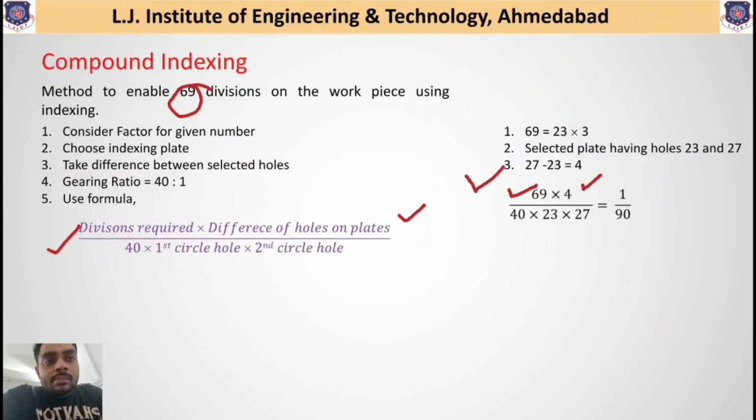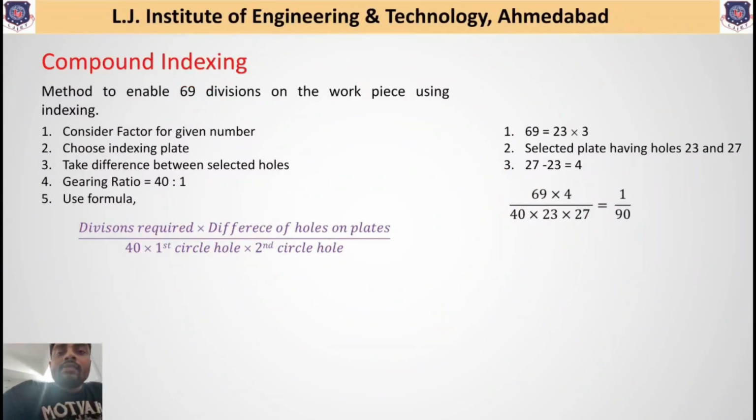So write in multiplication 4 divided by, in denominator, first write 40, which is gearing ratio, multiplied by first circle hole. So what are the first circle holes available? That is 23 number of holes available, and the second selected circle hole is 27. So write all the details that are available to us.